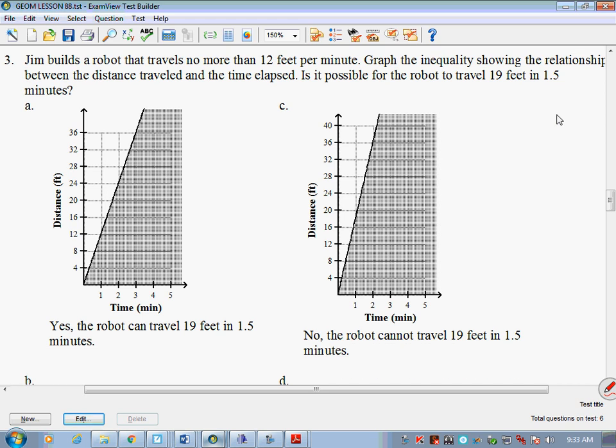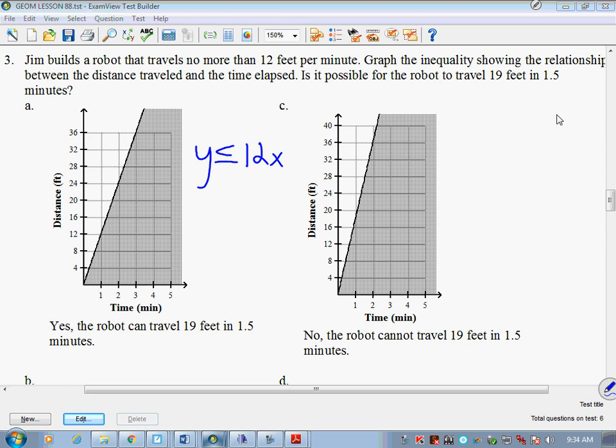Let's see how many questions we actually have in all of this. 4, 5, 6. All right, so 3. Jim builds a robot that travels no more than 12 feet per minute. Okay? No more than, which means it could be equal to, right? Graph the inequality showing a relationship between the distance traveled and the time elapsed. Is it possible for the robot to travel 19 feet in a minute and a half? So what we're saying is that y is less than or equal to 12x. Right? Is that correct? Okay.